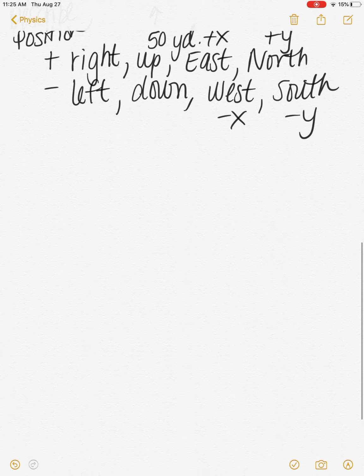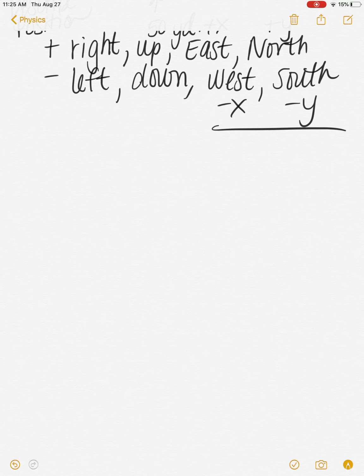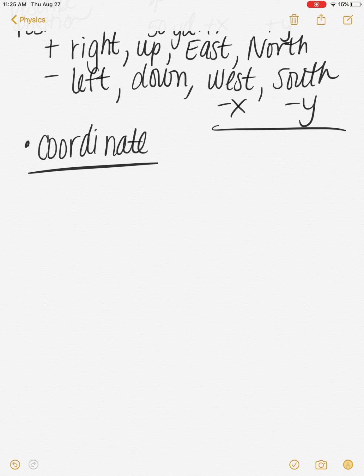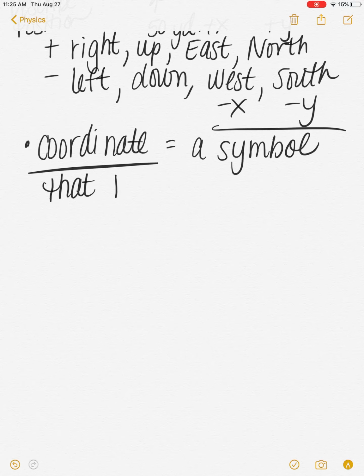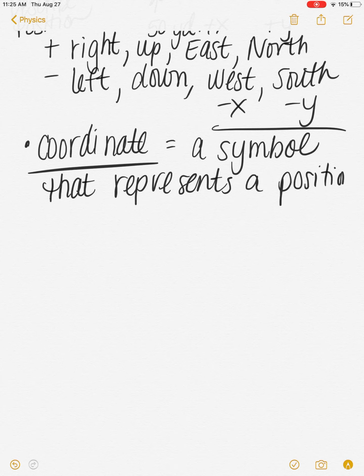So you need all of those. All right, so when we start talking about all this positive X, positive Y, negative Y, that gets us into the concept of a coordinate. Cartesian coordinates is usually what we stick to for the purposes of what you're used to. So a coordinate is a symbol that represents a position. And in the Cartesian coordinate system, you put X, comma, Y.